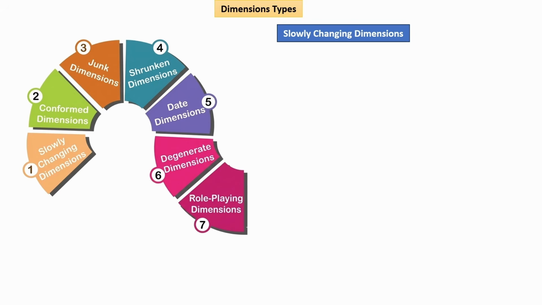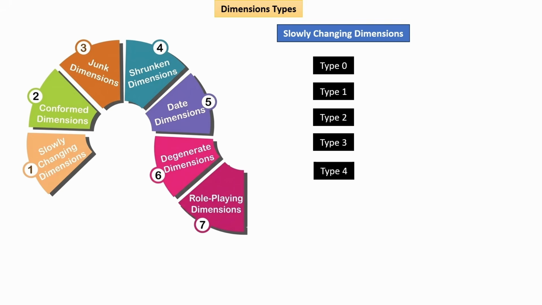SCD, I am just using a short term, SCD. So the five types are type 0, type 1, type 2, type 3, and type 4. We will cover up to type 3, and type 4 I won't be covering, as type 4 uses two tables, one for current record and one for historical record, which is nothing but type 1 and type 2 tables. So if you understood type 1, type 2, and type 3, you will automatically be very much aware of type 4. So that's the major reason I will not be covering type 4.